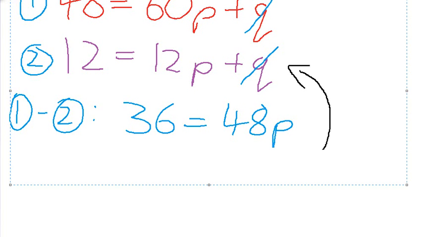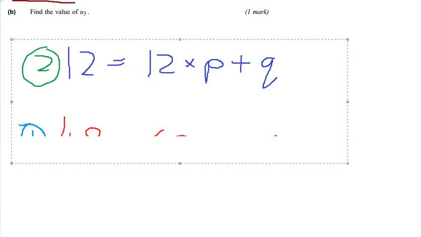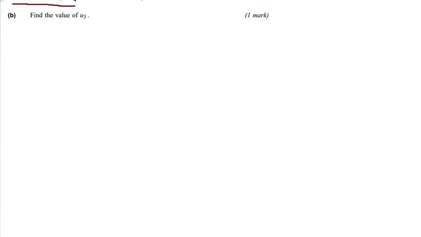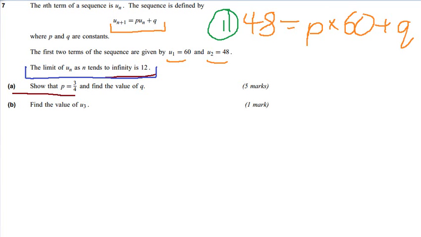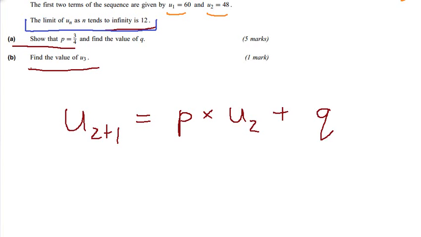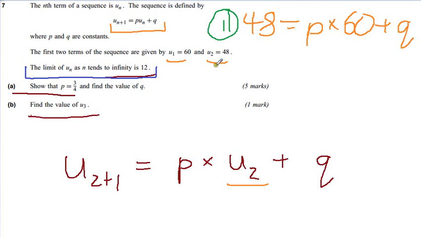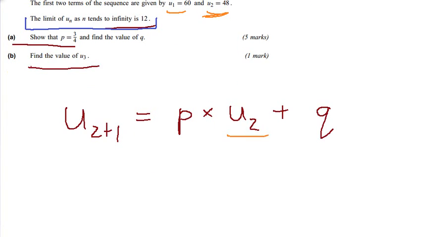Let's get rid of all of this. So our little 1 mark question: find the value of U of 3. Well, U of 3 is U of 2 plus 1, which is equal to P times U of 2 plus Q. We know all those things because we just worked out 2 of them, and we get given U of 2 in the question, up here, which we just used. So simple as you like, plug them in.